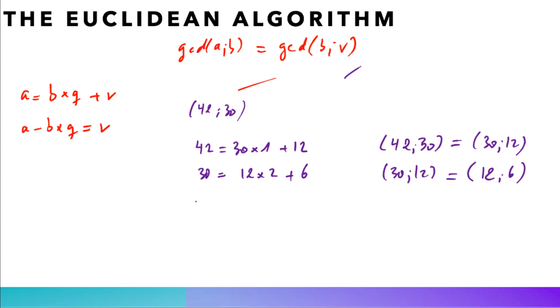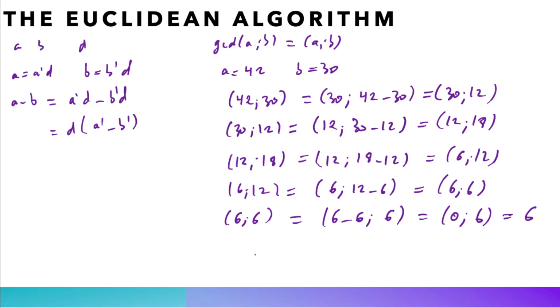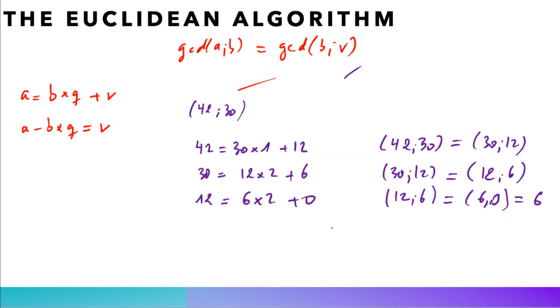We do this again and divide 12 by 6. We get 12 equals 6 times 2 plus 0, and this means that the GCD of 12 and 6 is equal to the GCD of 6 and 0. And this ends our algorithm because the GCD of 6 and 0 is equal to 6. We obviously see that applying division with remainder speeds up the algorithm. So instead of doing this in 5 steps, we did the computations in 3.